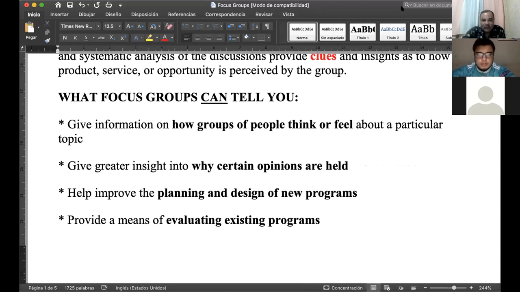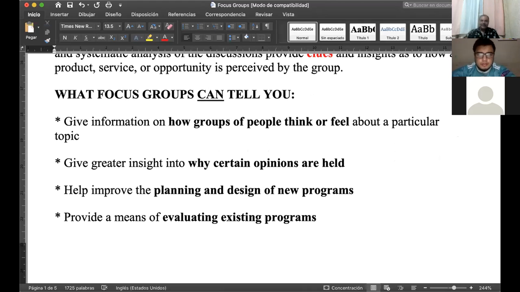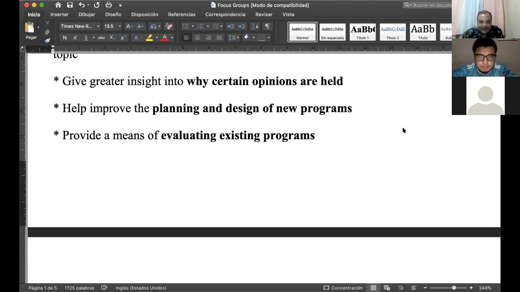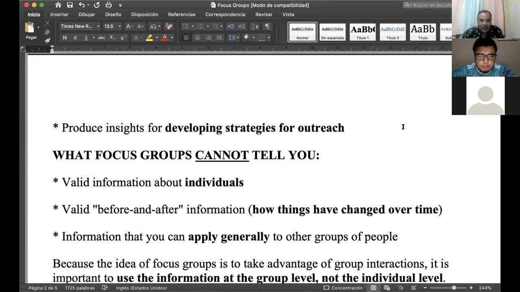Read what focus groups can tell you. Read this, and then if you want, you can make your opinion. You can discuss, or you can ask me, hey, what is the meaning of this? Okay, if you need to. So okay, go ahead, read it. What focus groups can tell you? Give information on how a group of people think or feel about a particular topic. Give greater insight into why certain opinions are held. Help improve the planning and design of new programs. Provide a means of evaluating existing programs. Wait, one more. Produce insights for developing strategies for outreach.